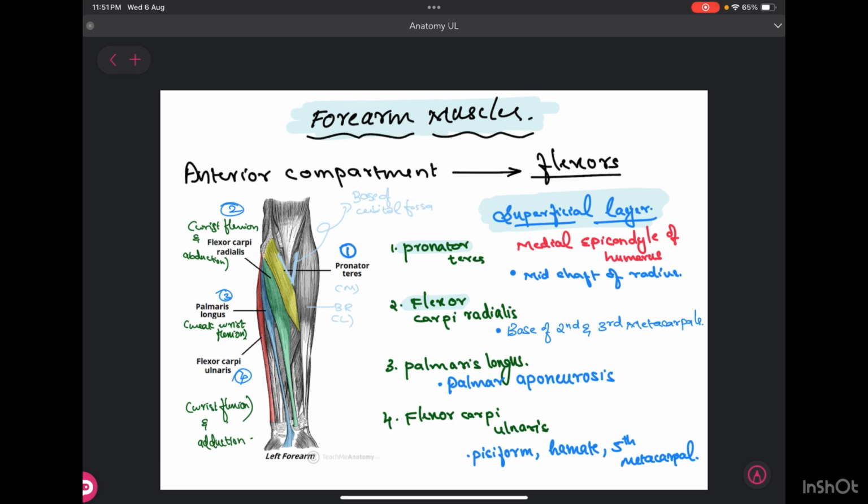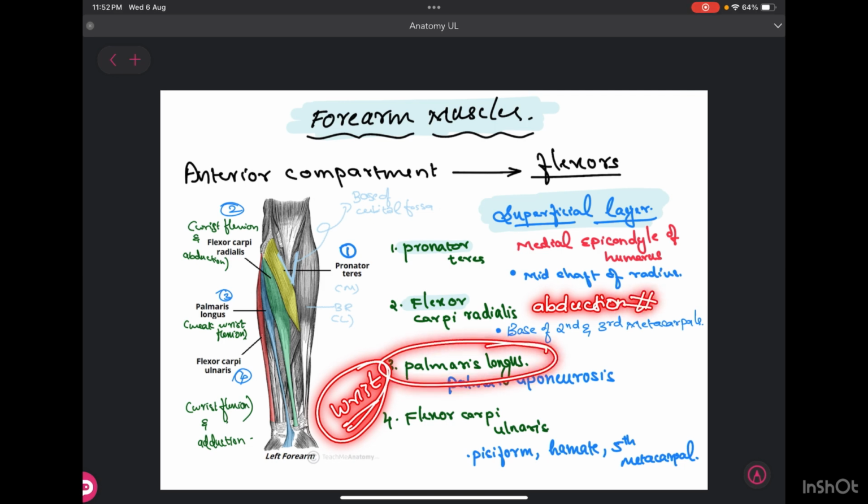Then what are the functions of these muscles? Pronator teres, from the name itself, is a pronator, so it does pronation. What does flexor carpi radialis do? Of course it is flexion of the wrist, because it is inserted beyond this part, so it is flexion of the wrist only, and it also has a function of abduction.